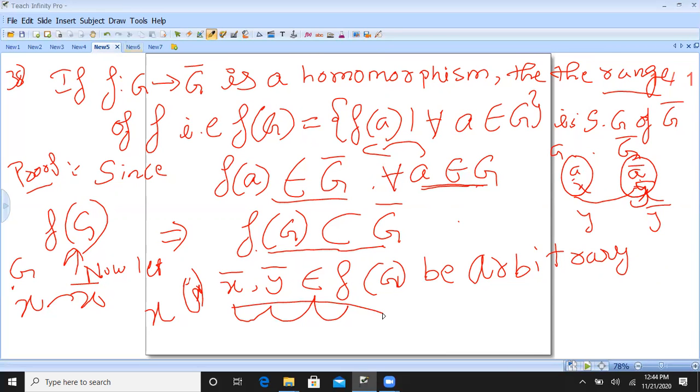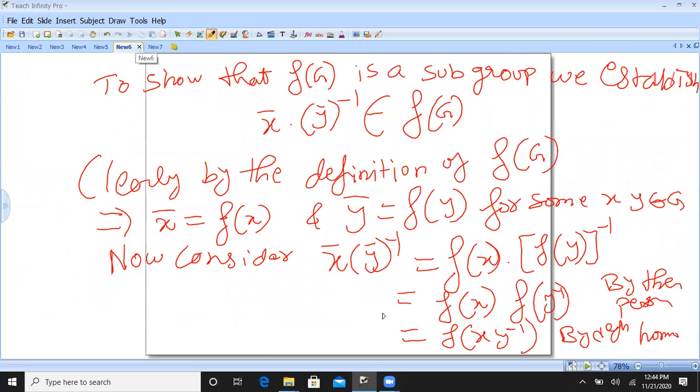Next, look at the next page. Okay, to show that f of G is a subgroup, what we have to prove is that f of G is a subgroup. So we consider x bar into y bar whole inverse belongs to f of G. So clearly by the definition of f of G, you can say that x bar is equal to f of x, y bar is equal to f of y, for some x, y belongs to G.